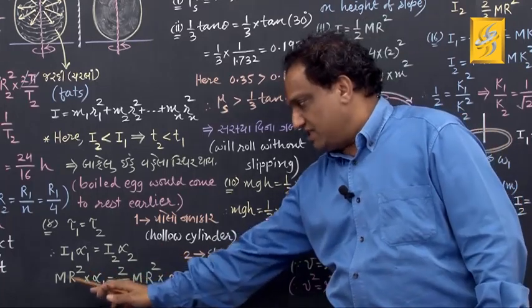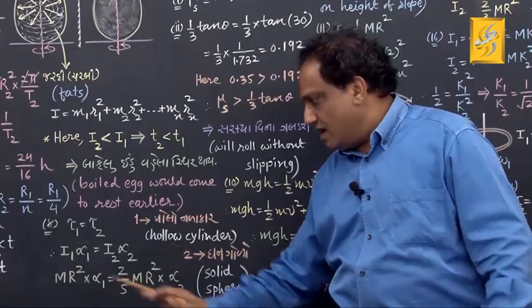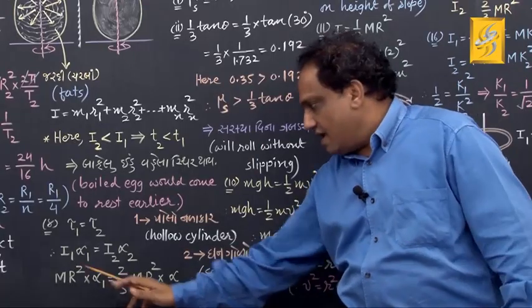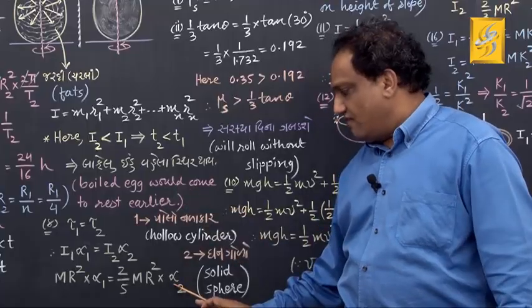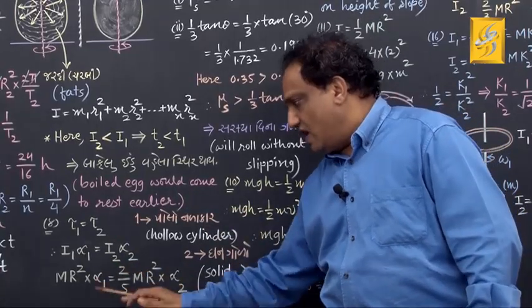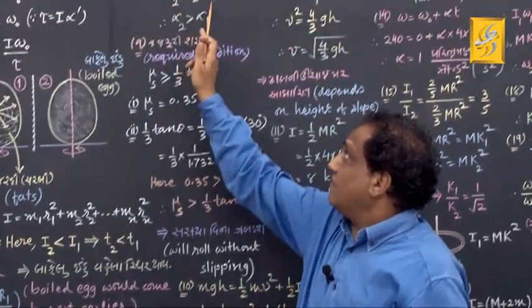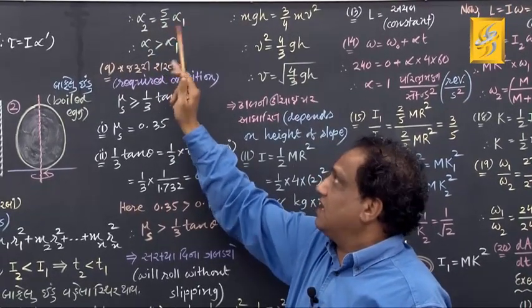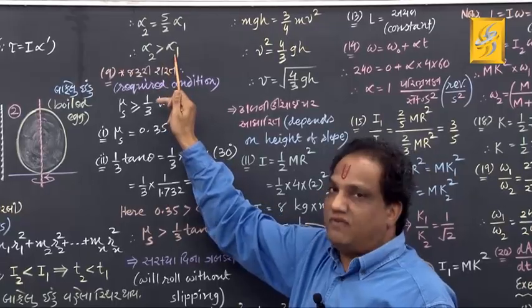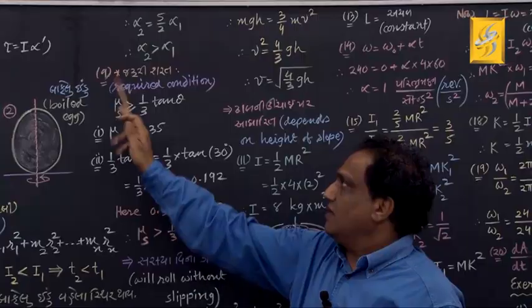Come on. Masses of both the substances are the same. Radii are also the same. M and r square will get cancelled. Find out alpha 2. It will be 5 by 2 alpha 1. Because this multiplier is greater than 1, we can say alpha 2 is greater than alpha 1. Okay. Now read number 9.